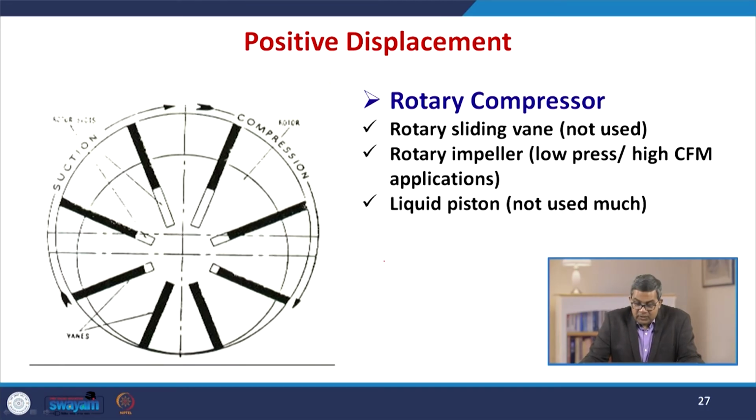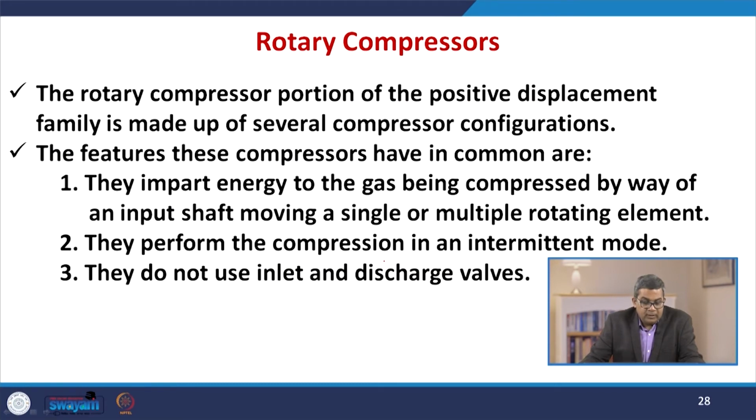Rotary compressors. There are different types of rotary compression units. Rotary sliding vane units are not much popular nowadays. Rotary impellers are used for low pressure or high CFM applications. Liquid piston units are not used much. Now, the rotary compressor portion of the positive displacement family is made up of several compressor configurations. The features these compressors have in common are that they impart energy to the gas being compressed by way of an input shaft moving a single or multiple rotating elements.